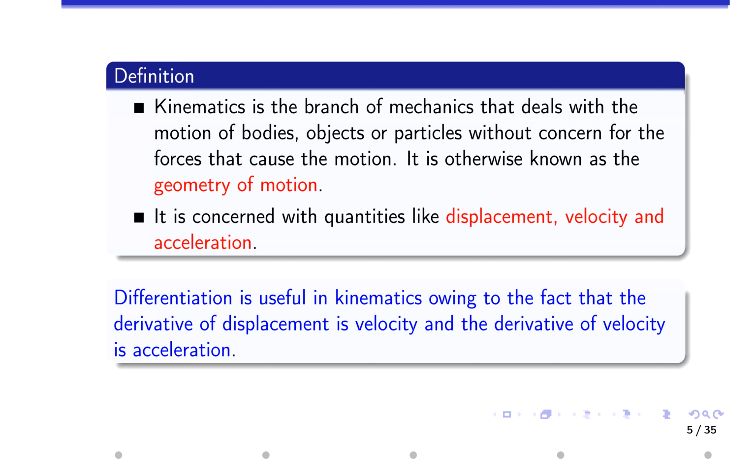And of course, differentiation is useful in kinematics owing to the fact that the derivative of displacement is velocity and the derivative of velocity is acceleration. By definition, velocity is the rate of change of displacement. Displacement is the distance between 2 points in a specified direction, right? So velocity is the rate at which that movement happens from one point to another. And acceleration, on the other hand, is the rate of change of velocity.